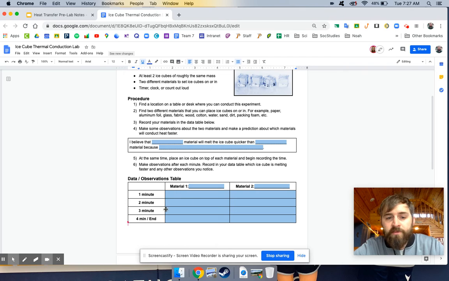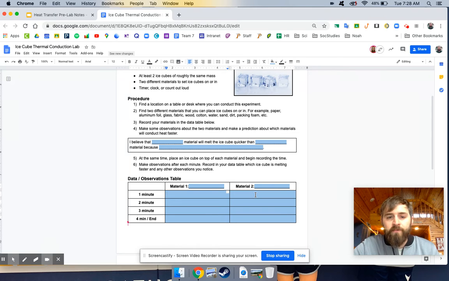And then you're just going to make an observation. Now, in here, you're not going to be doing data like numbers or anything. You're just going to be making a simple observation. Which one is melting more? Which one seems to be melting faster? Is there a big puddle for one? Is there not a big puddle? So in here is just a short description, not a full sentence or anything either. Just a short description like not melting at all or melting significantly faster.